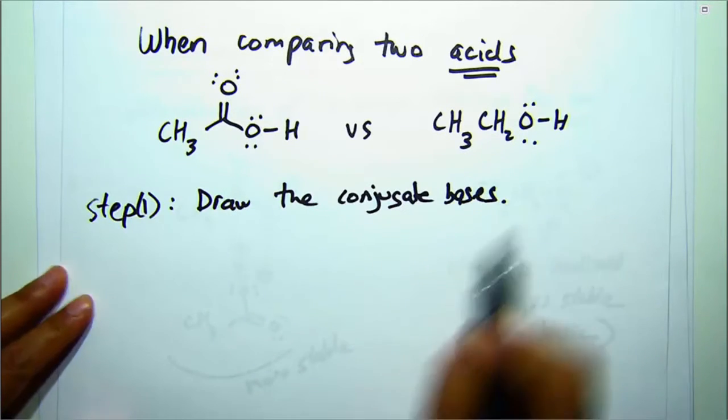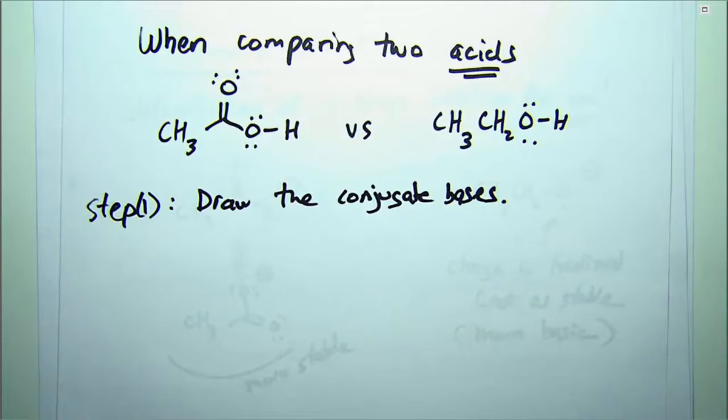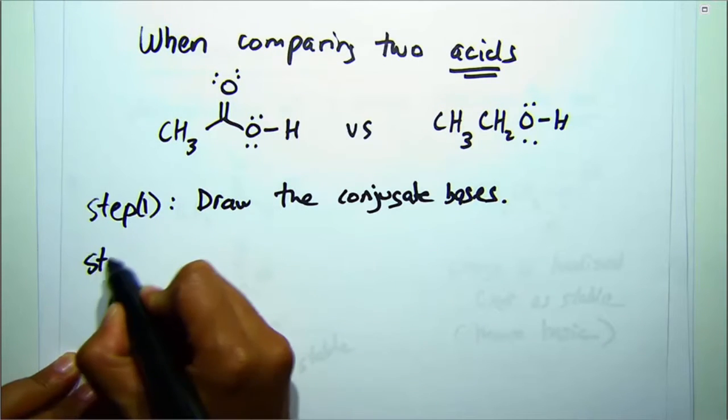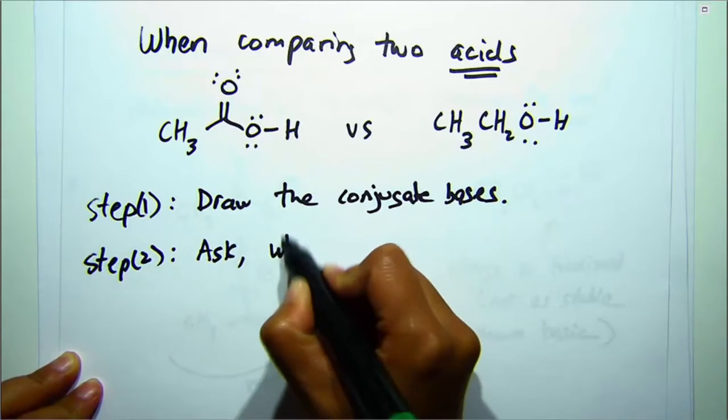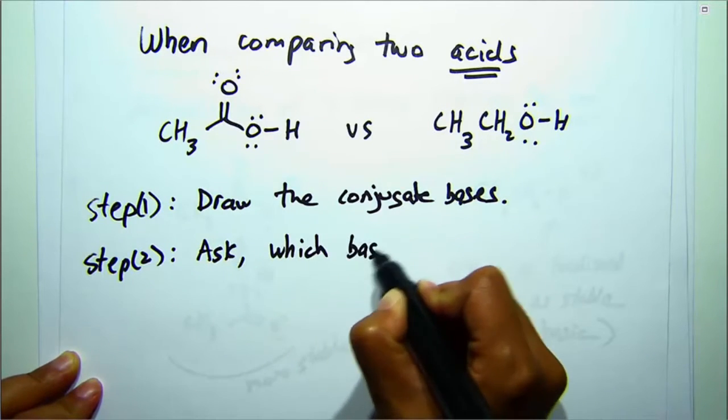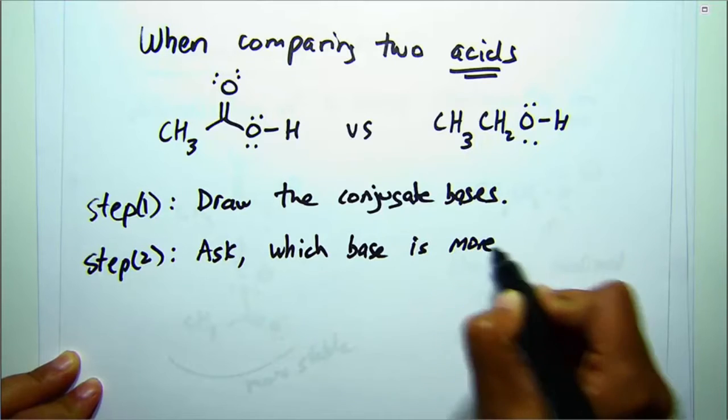Right? So you're going to draw the structure that results from deprotonation of these acids. So that's step one. After you draw that, you're going to determine which base is more stable. So that's going to be step two. You ask yourself, which base is more stable?